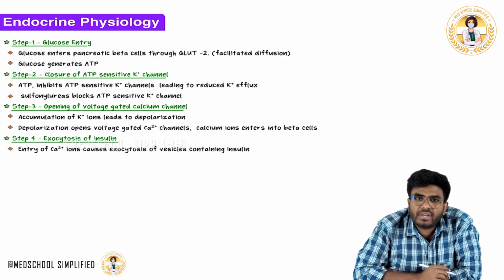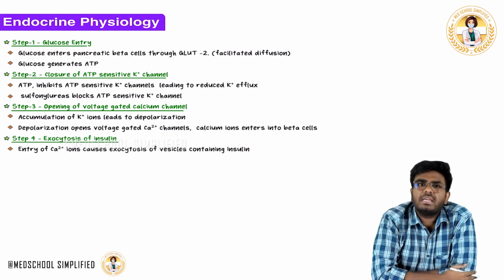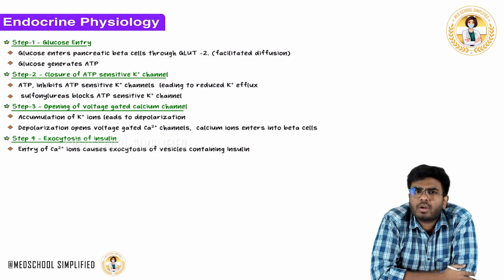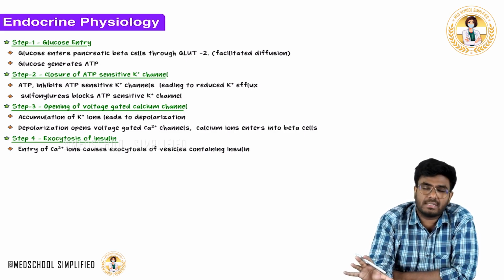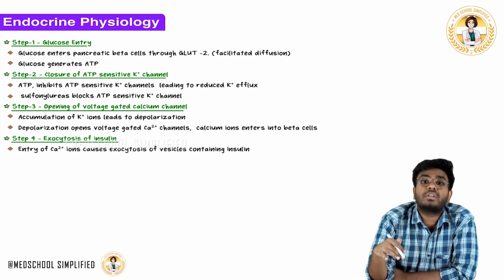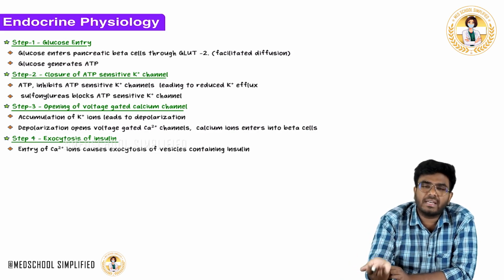Now see what the sulfonylureas are doing. Sulfonylureas are blocking ATP sensitive potassium channels. Now what happens if the ATP sensitive potassium channels are blocked? Potassium starts to accumulate inside the cell. This potassium accumulation will cause depolarization. Depolarization will lead to influx of calcium. The influx of calcium will cause exocytosis of the vesicles containing insulin. So insulin is released. More insulin is getting released.